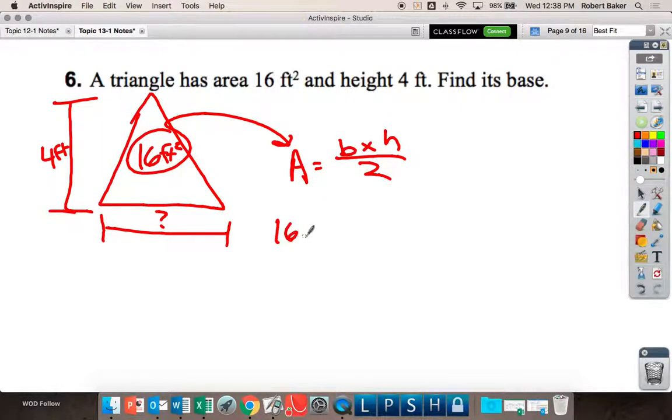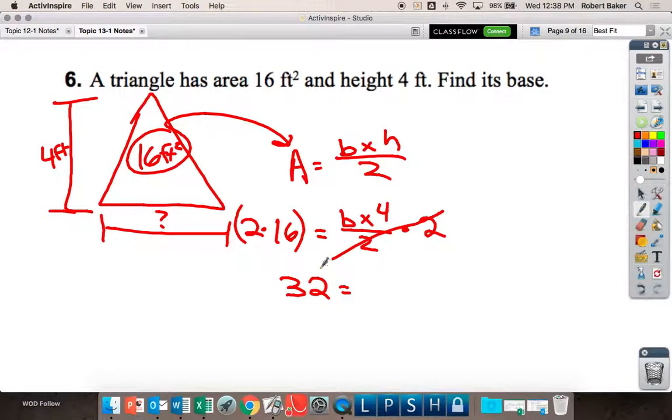I'm going to fill out what I have. Area equals base, question mark, I don't know what that is, times height, 4, divided by 2. Now, undo everything. So undo divided by 2 by multiplying by 2. 16 times 2 is 32. Those 2's cancel. What is b times 4? 4b. Divide both sides by 4.